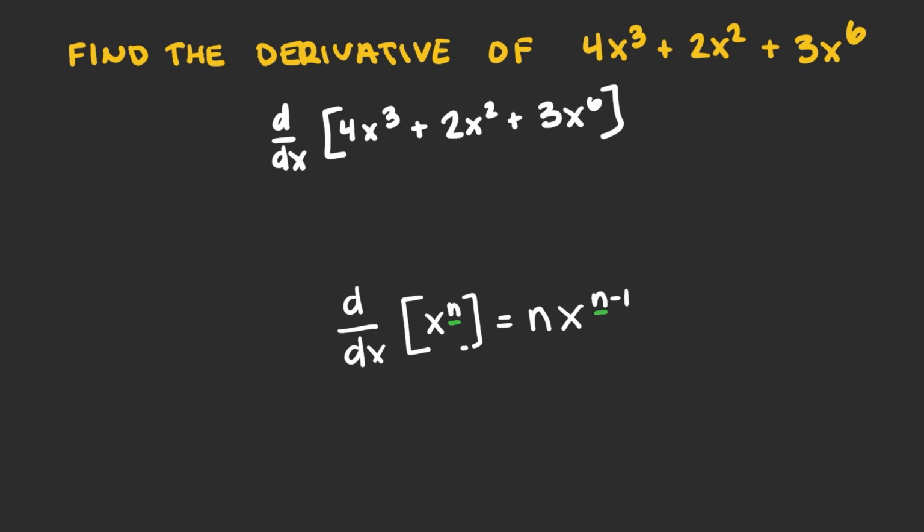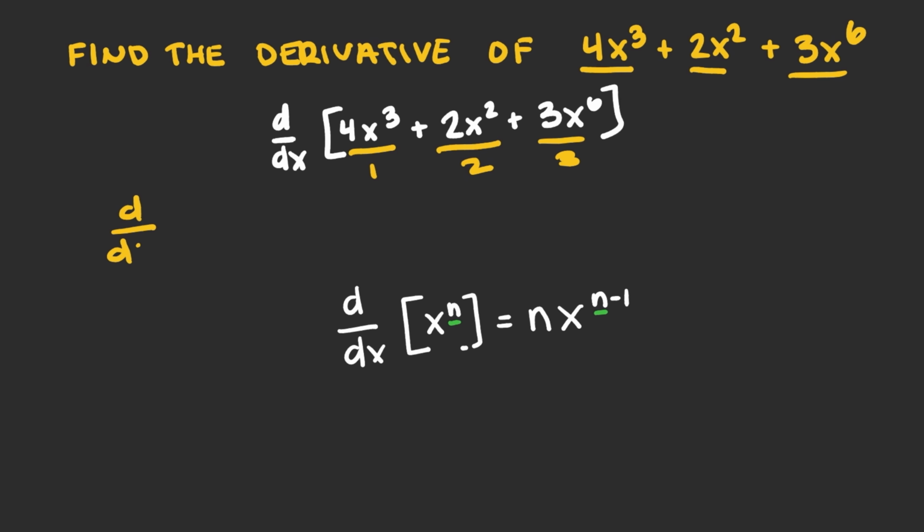Okay, so here's our example. We're going to try to find the derivative of 4x cubed plus 2x squared plus 3x to the 6th power, right? So here we have term 1, term 2, and term 3. And all we're going to do is apply that derivative to every single term separately. So written, it would look like this.